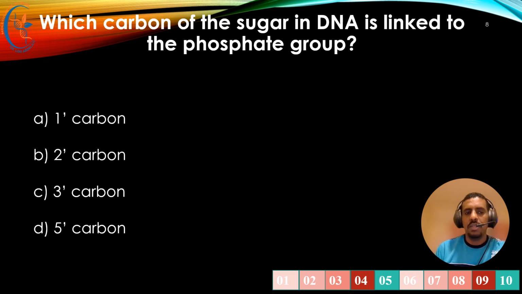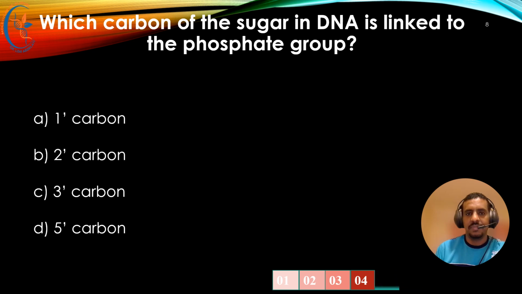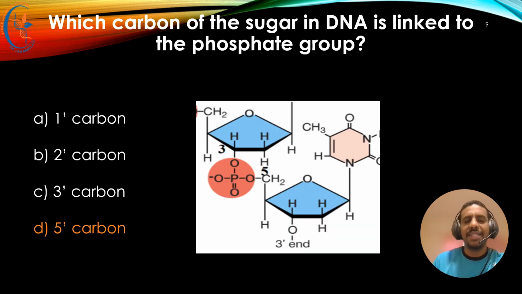Okay, the question says, which carbon of the sugar in DNA is linked to the phosphate group? 10 seconds. The correct answer is the 5' carbon. Actually, in DNA, the phosphate group is linked to the 5' carbon of the deoxyribose sugar. This linkage is crucial for forming the sugar phosphate backbone of the DNA strand.